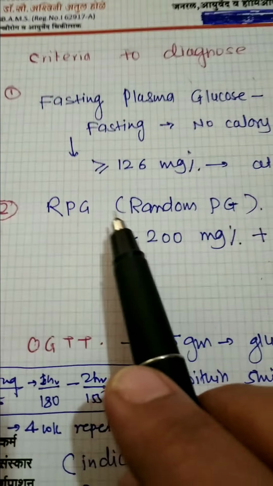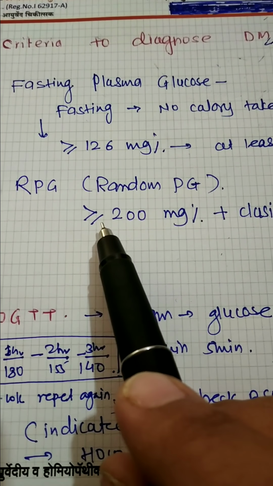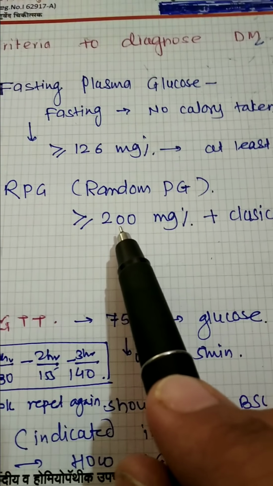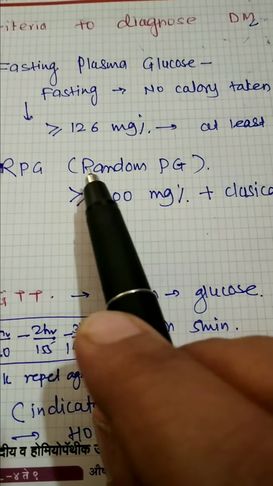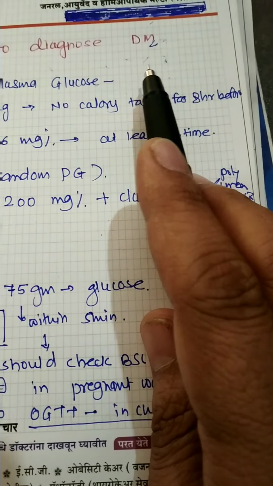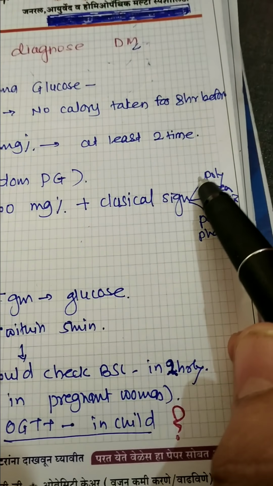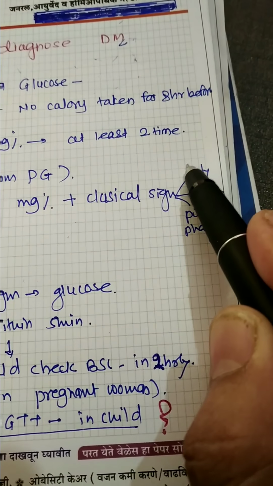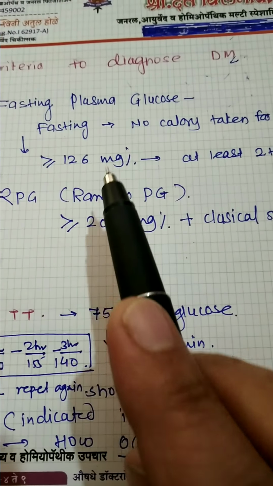In the random plasma glucose level, it is mostly equal to or more than 200. If the patient has a BSL of more than or equal to 200, and the patient has classical signs of diabetes, meaning polyuria, polydipsia and polyphagia. Mostly polyuria and polydipsia, these two symptoms are characteristically present in a diabetic patient.